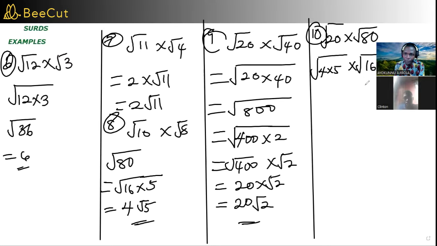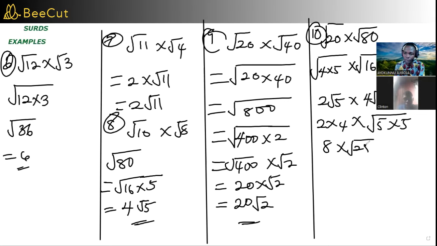Right? Yes. So then when you now say 2 root 5 times 4 root 5. So you can still multiply it with 4 times 5 times 5, right? Yes. That will be 8 times 5. And what is root of 25? 5. So your answer is 40.